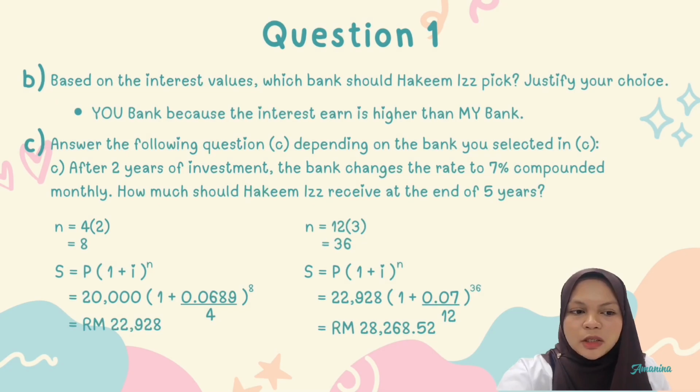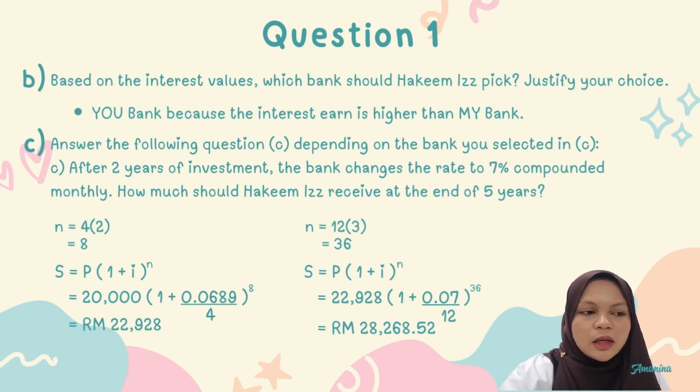B. Based on the interest values, which bank should Hakim pick? Justify your choice. I think YOU Bank because the interest earned is higher than MY Bank. C. Answer the following question depending on the bank you selected in B. After 2 years of investment, the bank changed the rate to 7% compounded monthly. How much should Hakim receive at the end of 5 years?